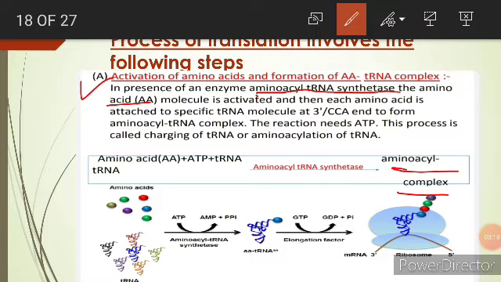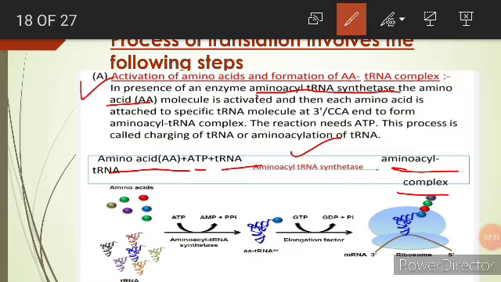In such a way amino acids are activated. So amino acids, with the help of ATP and tRNA in the presence of aminoacyl tRNA synthetase, form the aminoacyl complex, and in this way the amino acid is activated.